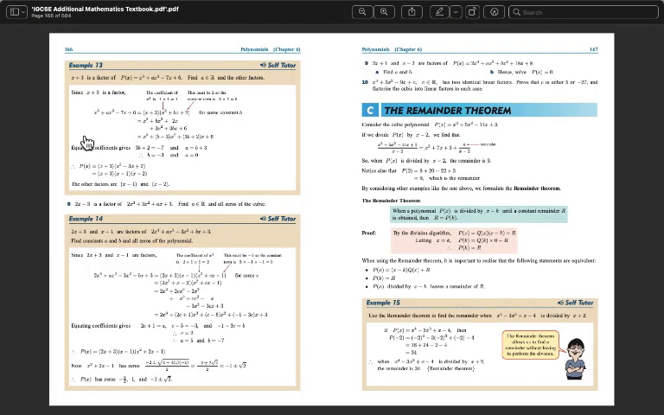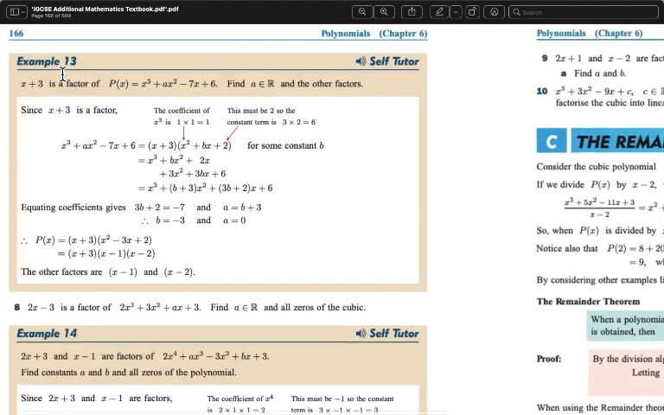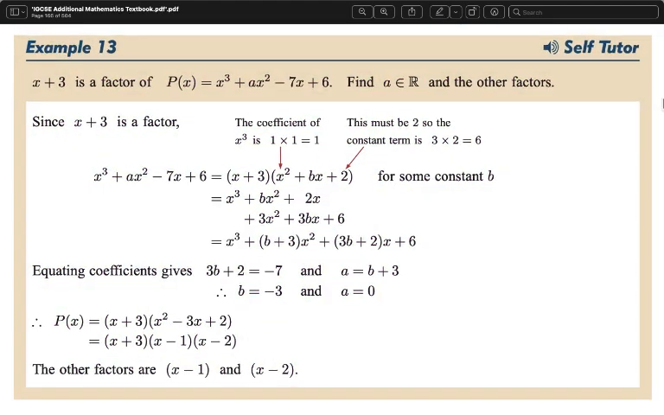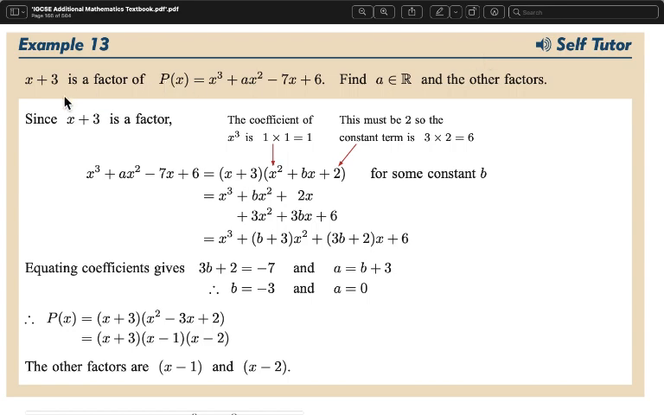Do the factor theorem, which will give you a factor, but there is also an unknown term a inside the equation. For example, this is an a in the equation. For instance, in this question it is given that x plus 3 is a factor of x cubed plus a, the unknown term, times x squared minus 7x plus 6. Since x plus 3 is a factor, the final remainder is going to be 0.